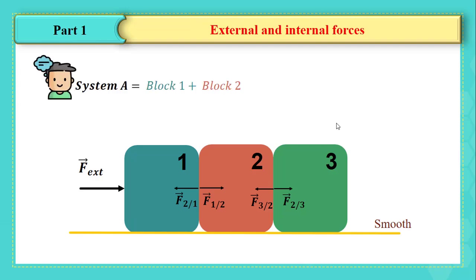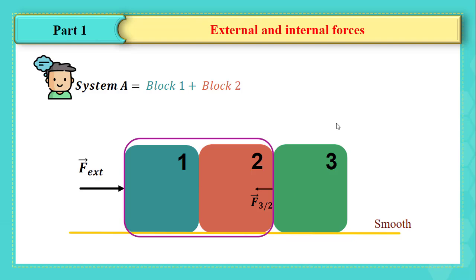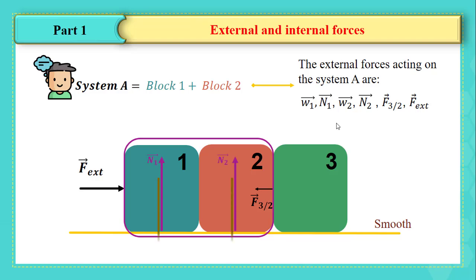After listing all the forces acting on the blocks, what happens if we take blocks 1 and 2 as one system? We name this system System A. The forces F1 on 2 and F2 on 1 are called internal forces since they are exerted by one block on another in the same system. So the external forces acting on this system are weight 1, normal 1, weight 2, normal 2, the force exerted by block 3 on block 2, and the external force.